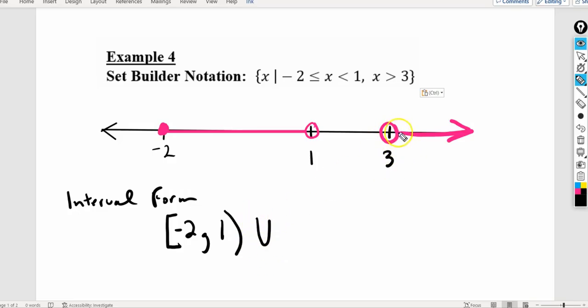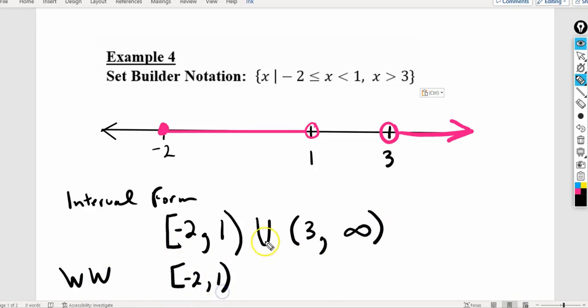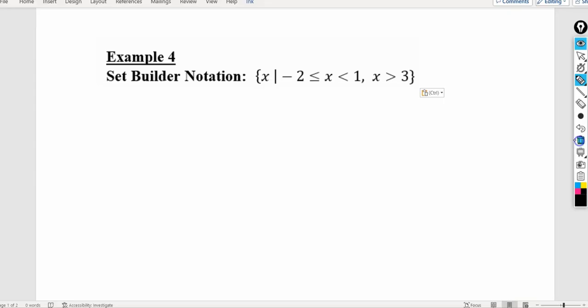Then the second part, we're going to take it up again at 3. You can clearly see 3 is not included, so we use a parenthesis. And then there is nothing. It goes on forever, so it will not end. It'll keep going on for infinity. And plus or minus infinity always use parentheses. And in WebWork, you would type in the square bracket, then the capital U, then 3, and then the word infinity, if you were typing this in as a WebWork answer.